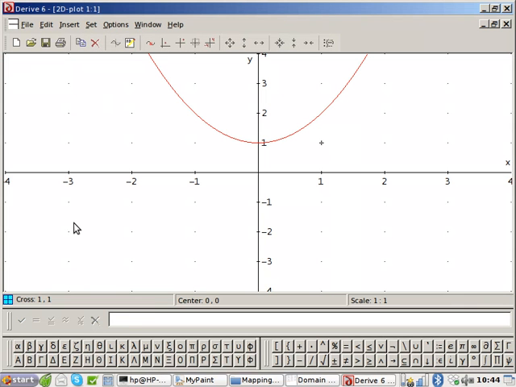Look, there you go, there's the graph. You see, guys? Range is from 1 to infinity. And the domain is everything. Okay.